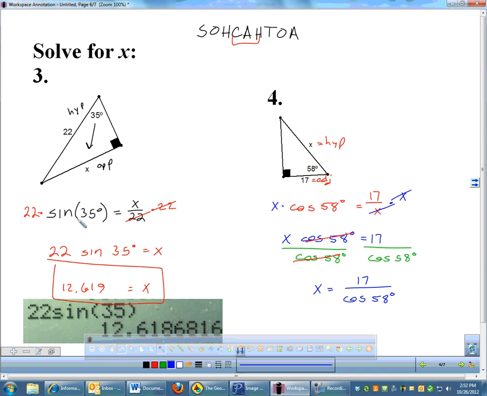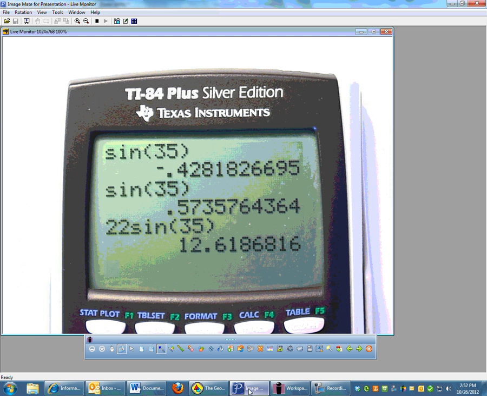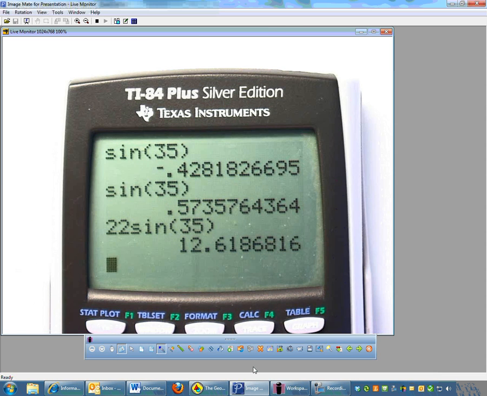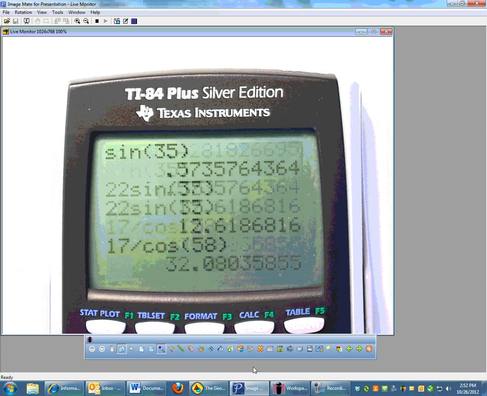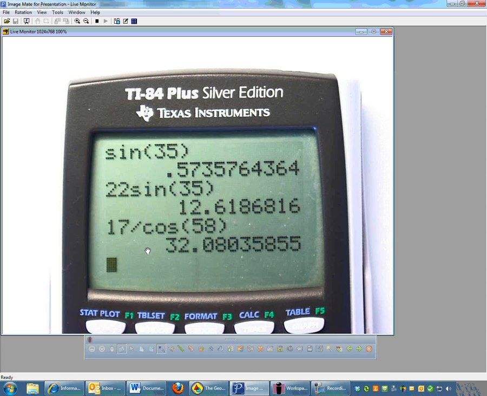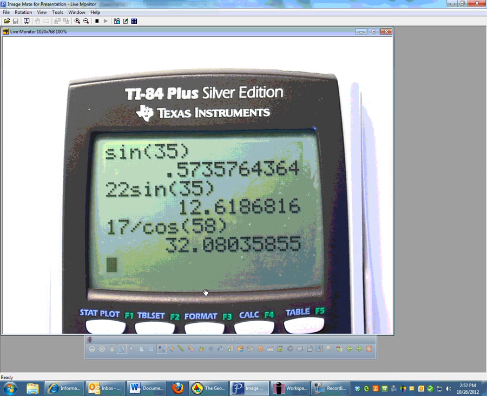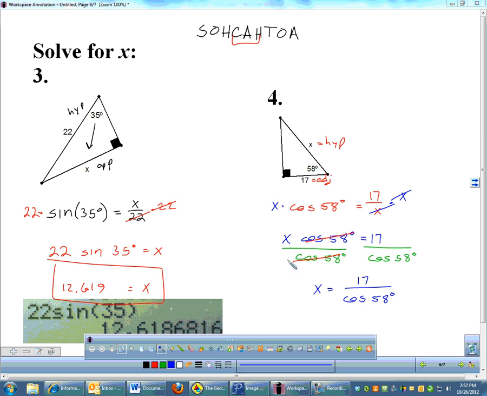Go to the calculator. We'll punch that in. What was it? 17. Geez, I've already forgotten. 17 divided by cosine 58. So 17 divided by the cosine of 58. Hit enter, and we get 32.080. So I'll go back. My answer is 32.080, and that's the length for x.